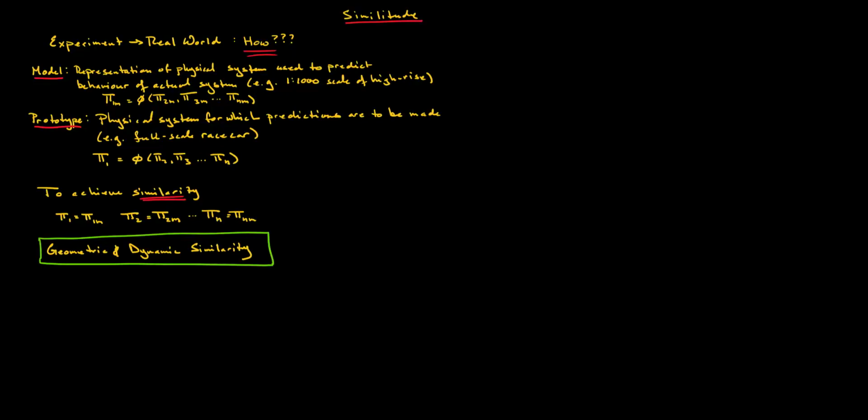Before we get into this idea of similitude, we define these two terms. So the first one is a model. A model is a representation of a physical system used to predict the behavior of the actual system. So we're running an experiment in a lab, let's say in a wind tunnel, a water channel, something like that. We are using a model. So it's a representation of the actual thing. This could be a scale model of a high-rise building, a scale model of a car, a race car, something like that.